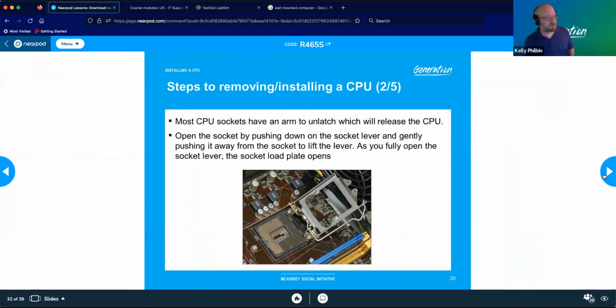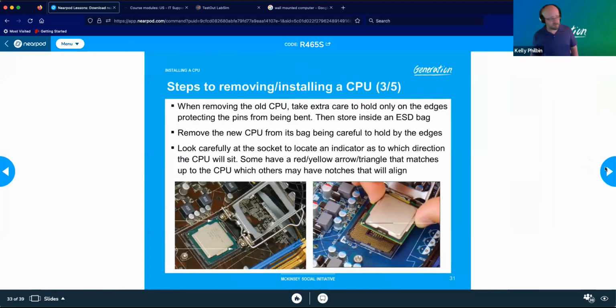All right. Steps to removing a CPU. Some of this will seem familiar. So most of them will have an arm like this, a little cage that pops open. That is called a ZIF, or zero insertion force. You would open that up by pushing down the little arm, unhooking it, and then swinging it back over. I have a video that's going to show it here in just a minute or two. Except he makes one small error.